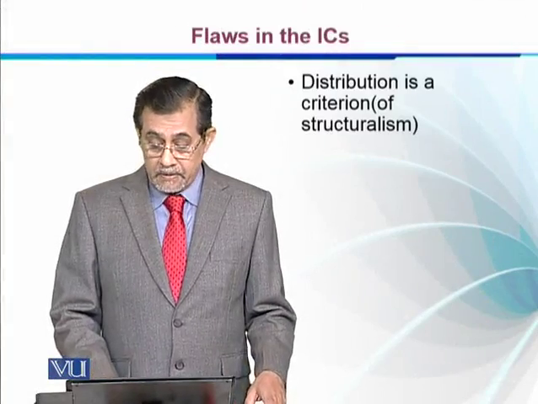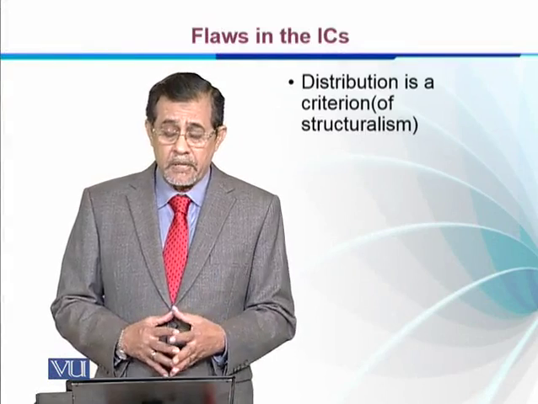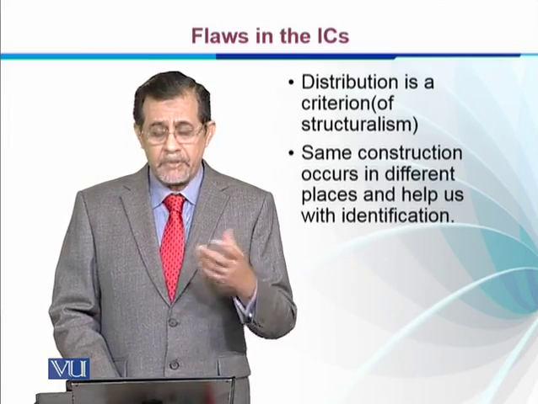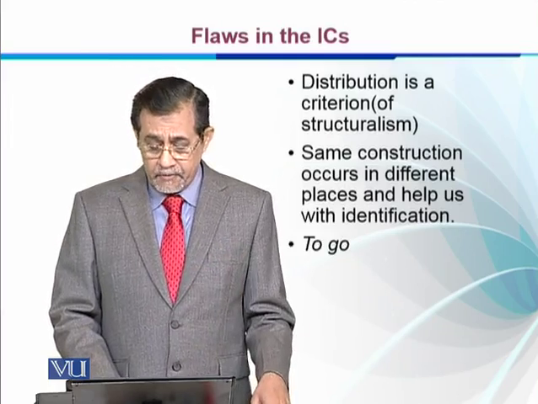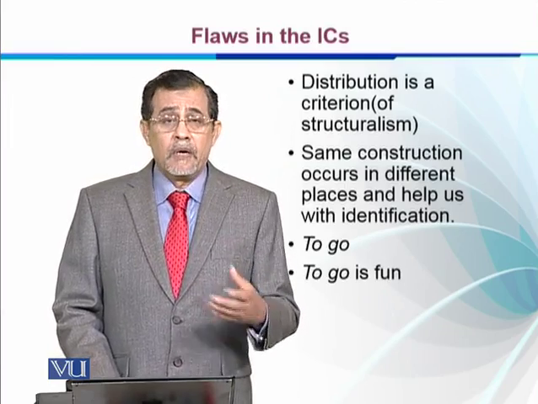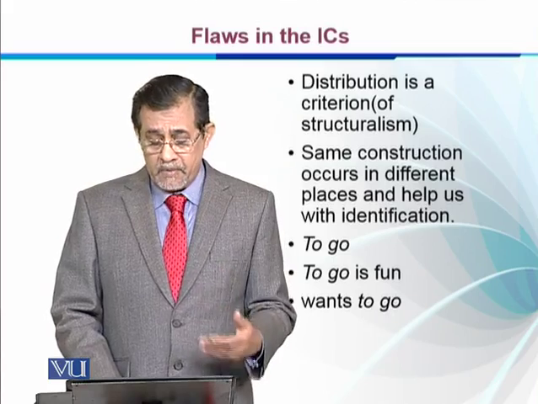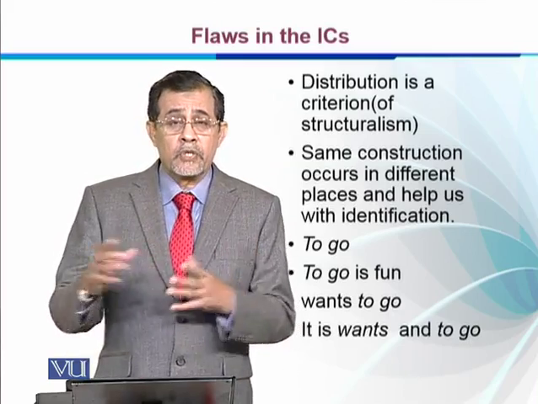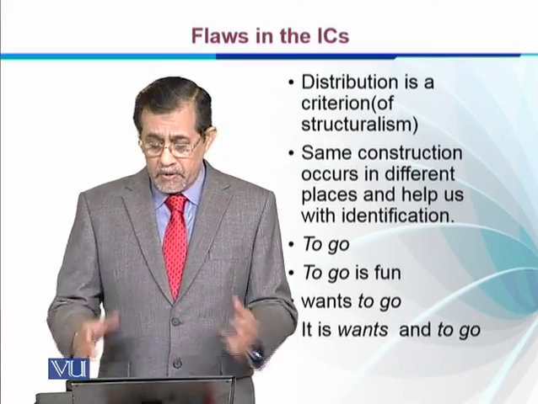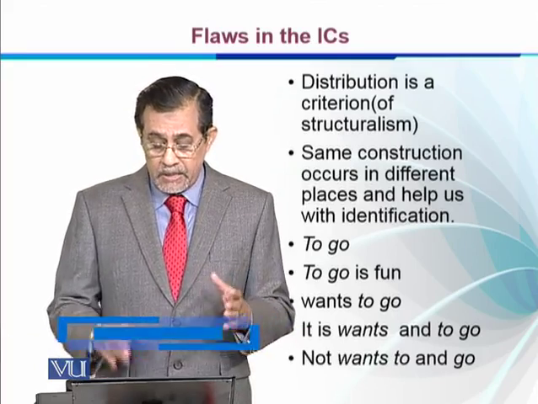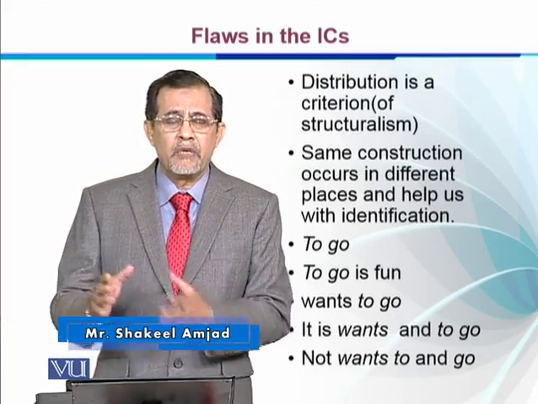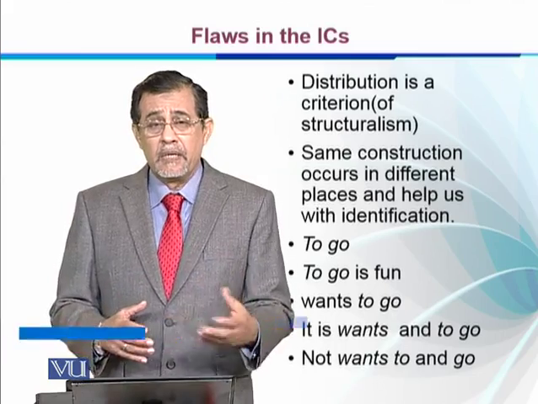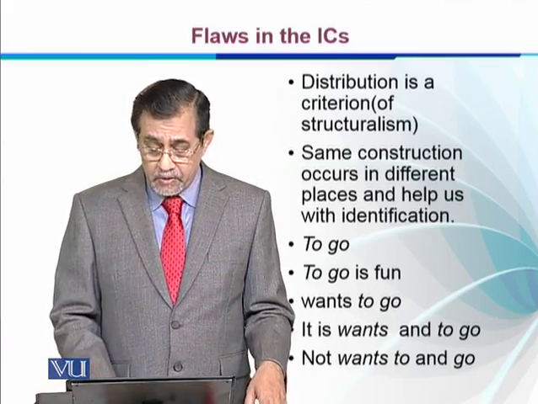Distribution is a criterion in structuralism. The same construction occurs in different places and helps us recognize or identify it. For example, we take "to go." "To go is fun." We know that "to go" is the same in "wants to go." If it is "wants to go," we separate "wants" from "to go." We do not separate it as "wants to" and "go," because we know that "to go" is similar to what we have previously discussed. It can be recognized in different constructions.